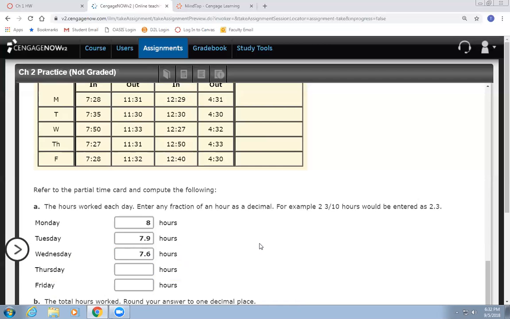And Thursday, when we look at his morning time, looks good, right? 7:27 to 11:31, he's good. But in the afternoon, he was 20 minutes late coming back from lunch. So we have to dock him. Again, 20 minutes would be 4/10 or 0.4. So on Thursday, he also earned 7.6 hours.